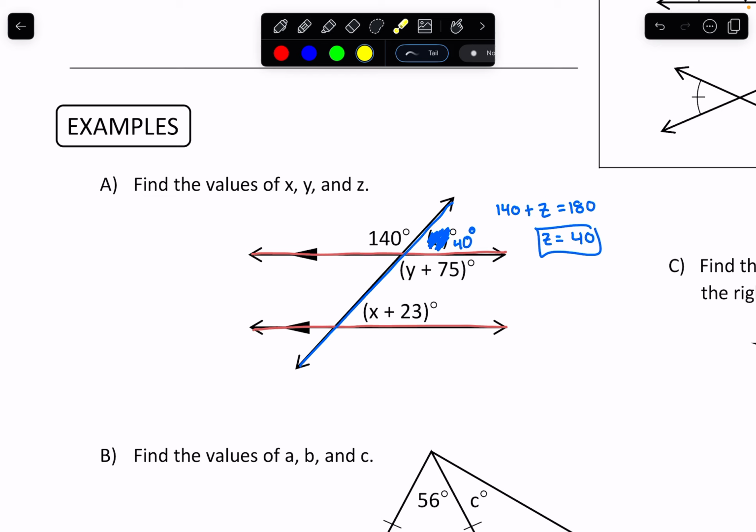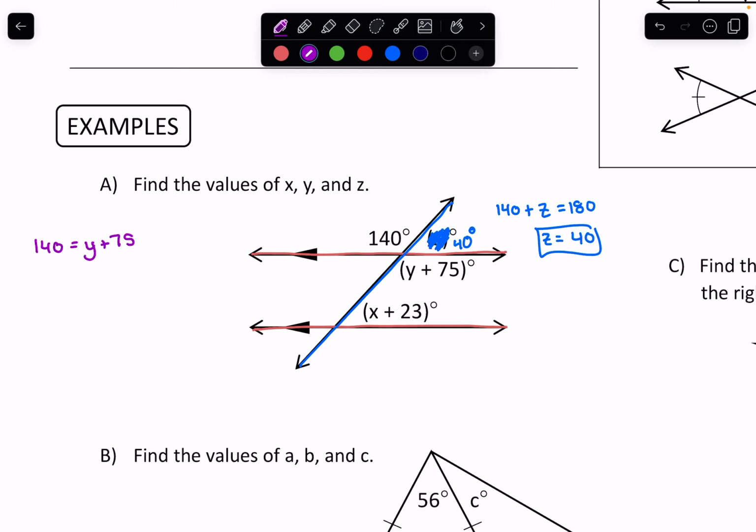Either one of those is going to help me solve for y. I can either do vertical angles are congruent, or I can do these add up to 180. I'm going to do vertical angles since we did the straight line on the last one. So this 140 degrees and this y plus 75 are vertical angles, which means they are equal. So I'm going to write that down. 140 is equal to y plus 75.